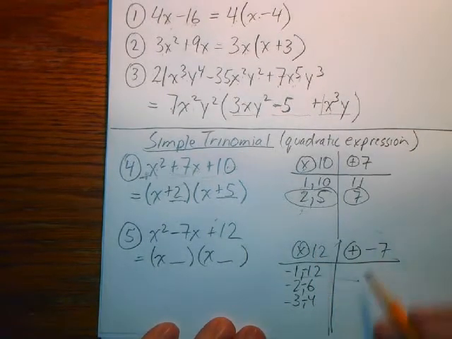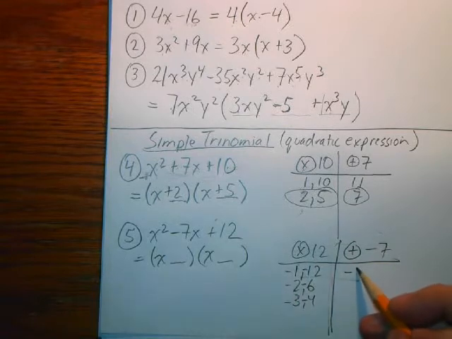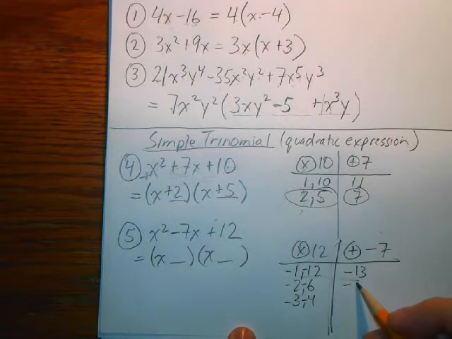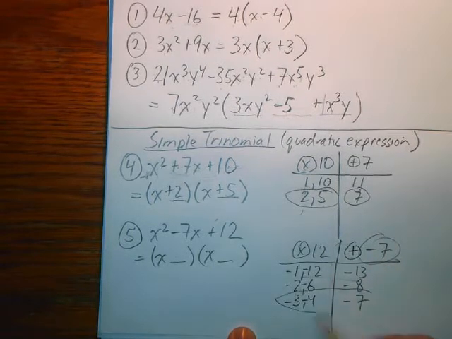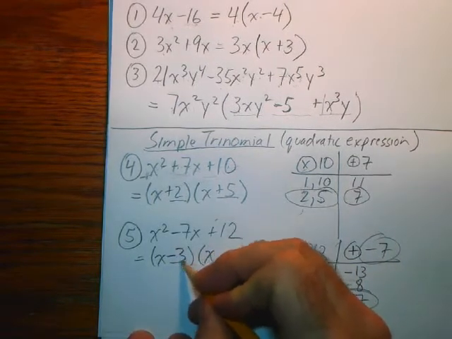So add them together, negative 1, negative 12, we got negative 13; negative 2, negative 6, negative 8; negative 3, negative 4, we got negative 7 here, and we were looking for negative 7. So the two numbers were minus 3 and minus 4.